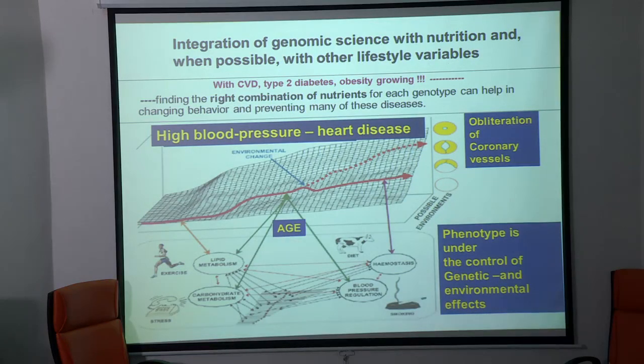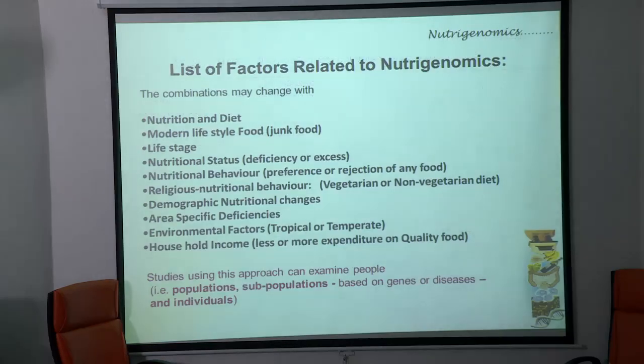So integration of genomic science with nutrition, and wherever possible with other lifestyle variables, involves finding the right combination of nutrients for each genotype, and this can help in changing the behavior and preventing diseases. It's not that simple as it has been said.